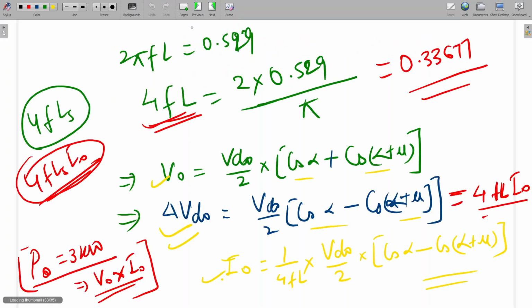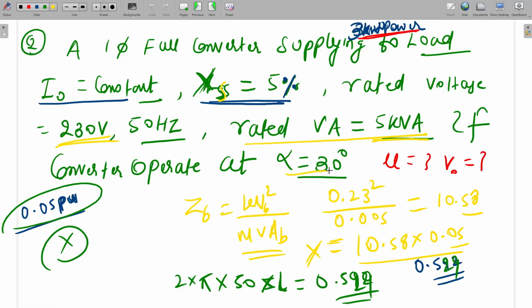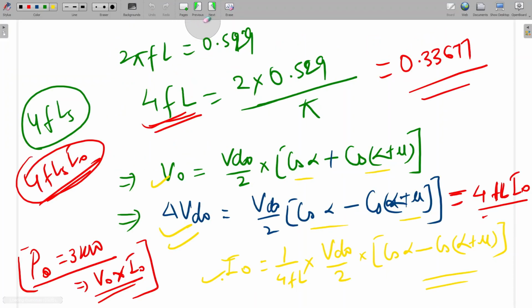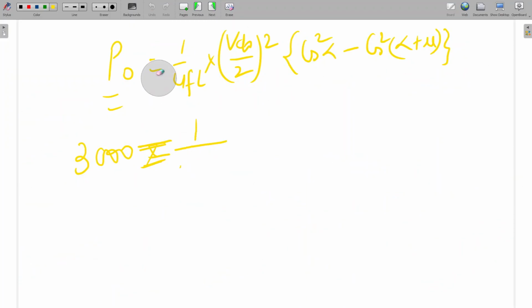And the alpha value is given already. Alpha was 30 degree. And output power is 3 kilowatt. So 3000 we can write here equal to 1 by 4FL, and 4FL we have already calculated. How much was that value? 0.33677. So it will be 0.33677 into (Vd0 by 2).